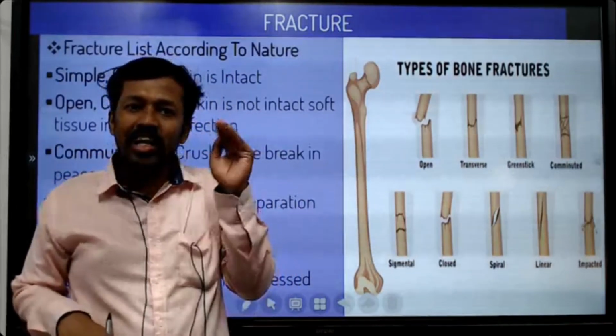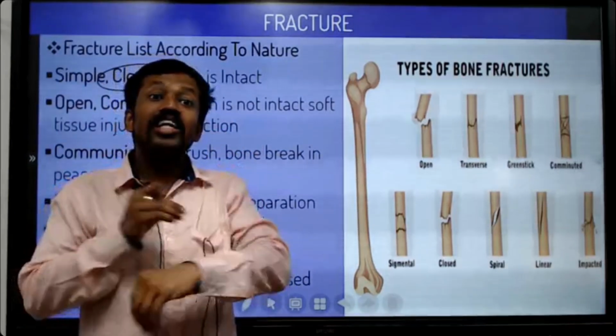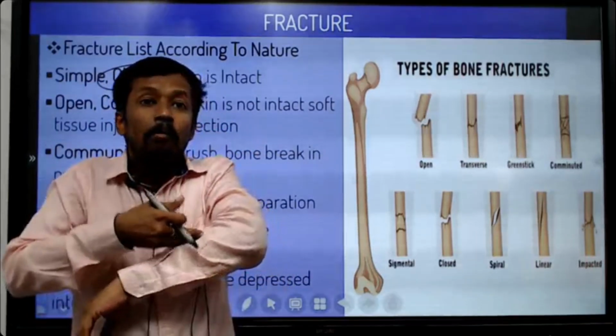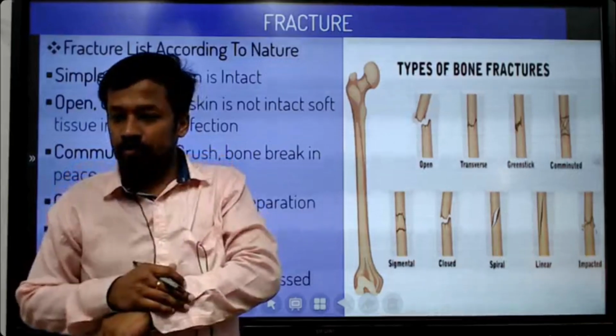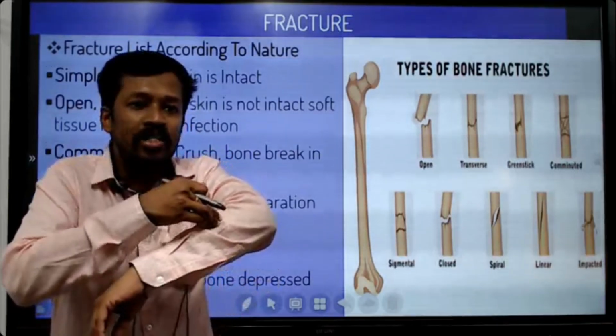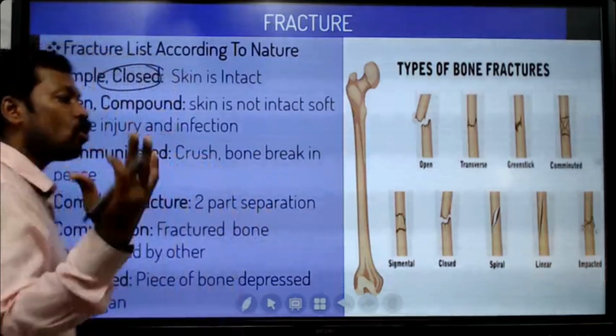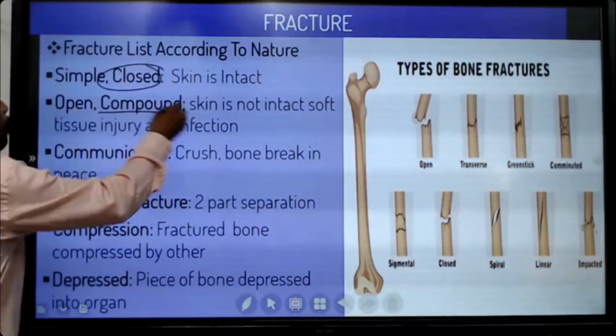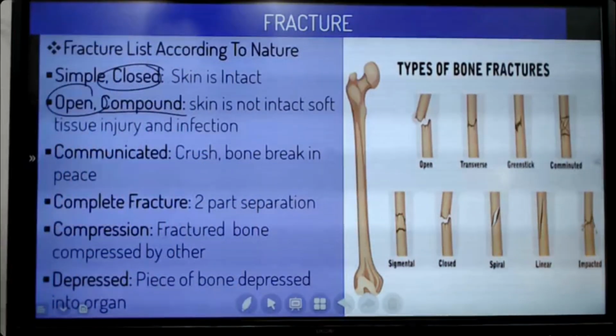Then what is open fracture? The skin has opened and the bone has come outside. Okay, the bone is exposed outside. That is compound fracture or open fracture.